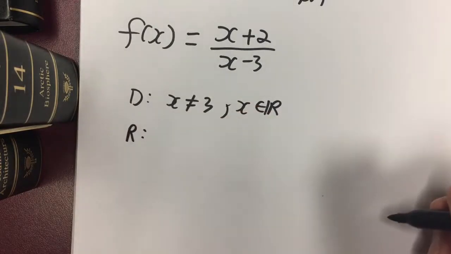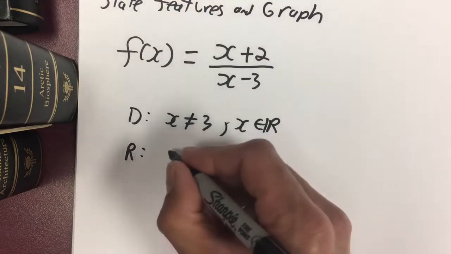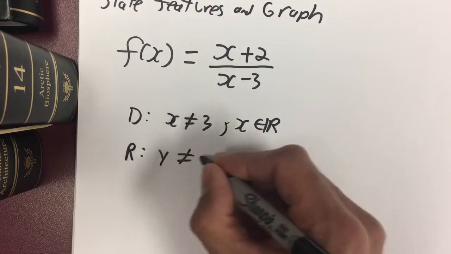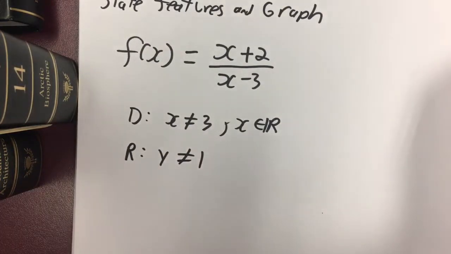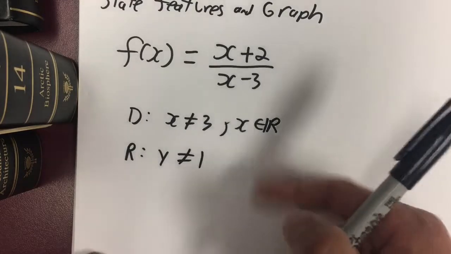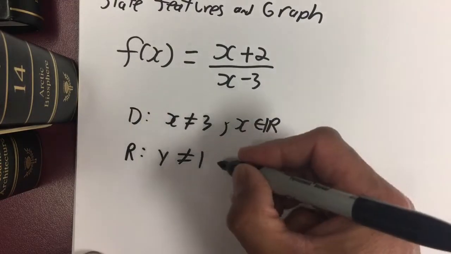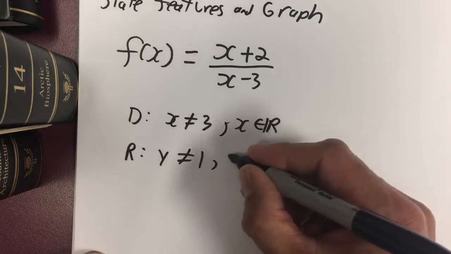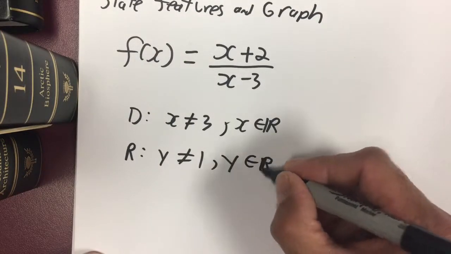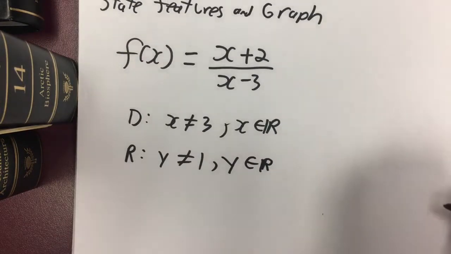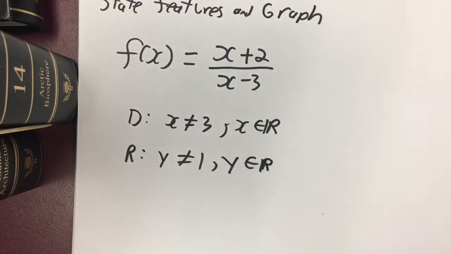The range is that y is never equal to 1. Now, if you're curious as to why, that'll be better explained when we look at end behavior. So I can leave the reason why for now. Perhaps you could come back and answer this at the very end, if that's not obvious from looking at this.